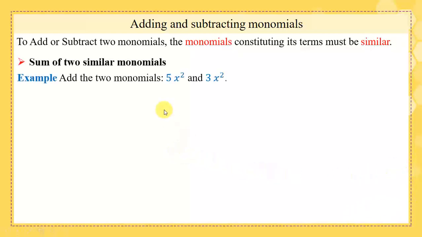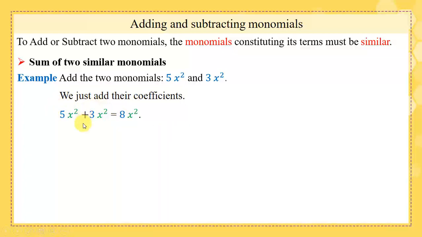Sum of two similar monomials. Add the two monomials 5x squared and 3x squared. First of all, the two monomials are similar since they have the same literal part x squared. They only differ by their coefficients. How to add two similar monomials? We just add their coefficients.